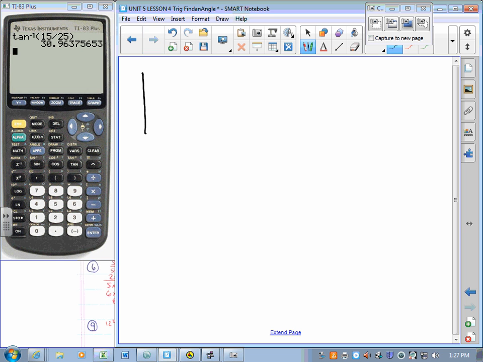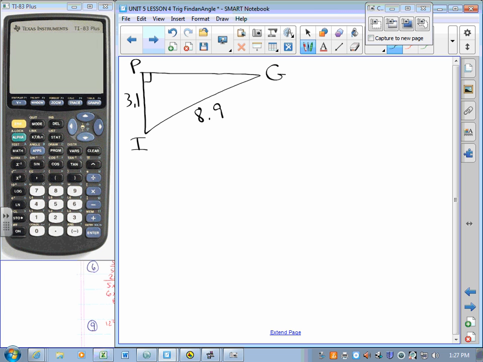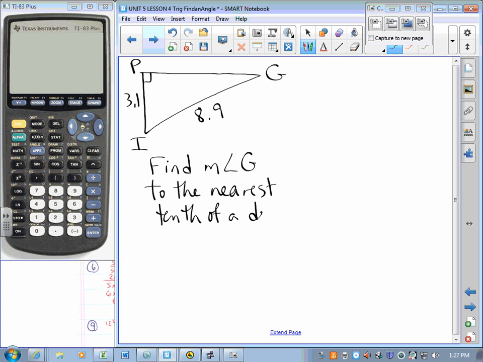Right triangle, maybe it's triangle PIG. Angle P is the right angle. And so this side is, I don't know, 3.1, and the hypotenuse is maybe 8.9. And I want the measure of angle G to the nearest tenth of a degree. Nearest tenth of a degree. So again, I'm looking for angle G.